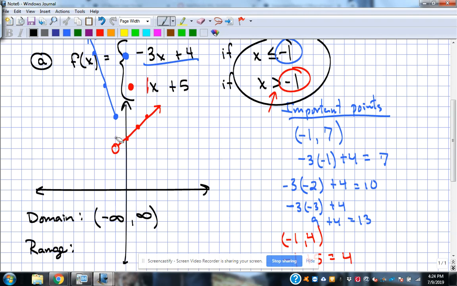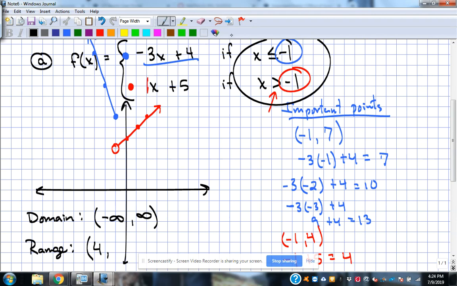The range, this is where the graph comes in. The range, you read from bottom to top. Domain, you read from left to right. So when I'm reading this from bottom to top, the lowest point that I know about is right here. And what's the y value for that open circle right there? It's 4. So my range is going to start at 4.